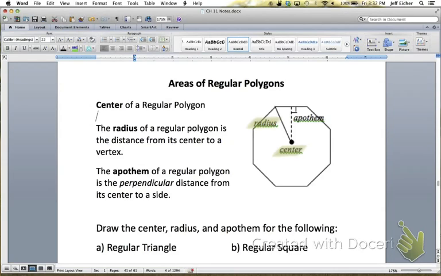Radius is the segment that connects the center to the vertex. The apothem is the new term you might not have heard before. Apothem sounds like possum. But the apothem is the perpendicular distance.